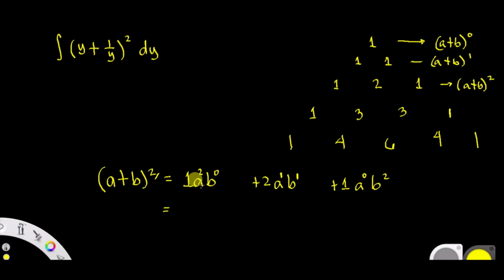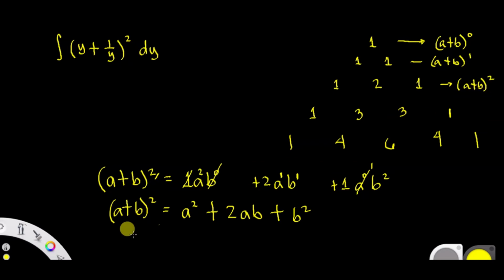Then we simplify. 1 times a squared times b raised to 0. So we have 1, and then this one is 1 also, b raised to 0. So we have a squared. Plus, we have 2, we have a, and then we have b, and then we have 1 times a raised to 0 is 1, and then b squared we have b squared. So this is our expansion for a plus b squared. Now we can use this a plus b squared expansion to expand this y plus 1 over y quantity squared, and then afterwards i-apply na natin yung general power formula.